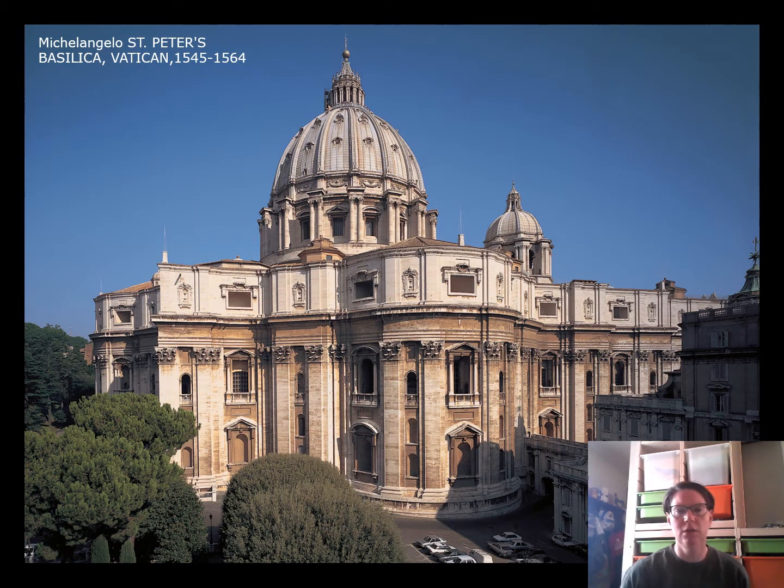So here is Michelangelo's St. Peter's Basilica in the Vatican at Rome. It was started in 1545 and finished in 1564. It's the new St. Peter's. Remember, the original St. Peter's was knocked down by the Vatican to make way for this St. Peter's. It has a central church plan, which means it is modeled after a Greek cross.